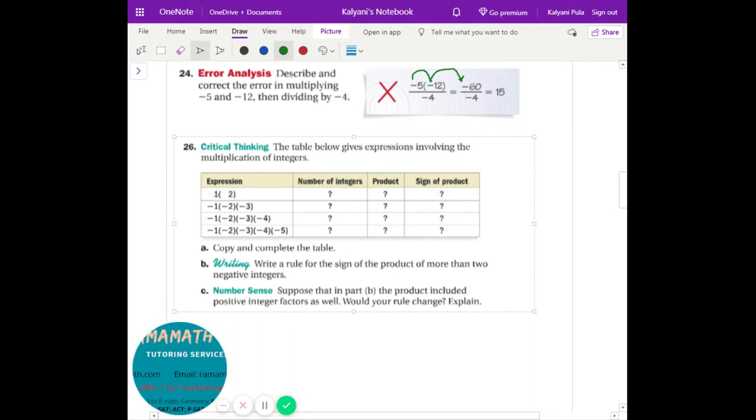That's good. Positive 1 times positive 2, you got 2, and then the product is 2. Yep, you end up with a positive. The next one is negative. Very good. That's pretty good. You got all the plus, negative, and this is positive, and then negative. Okay, so what do you think the rule is when you have more than 2 negative integers?